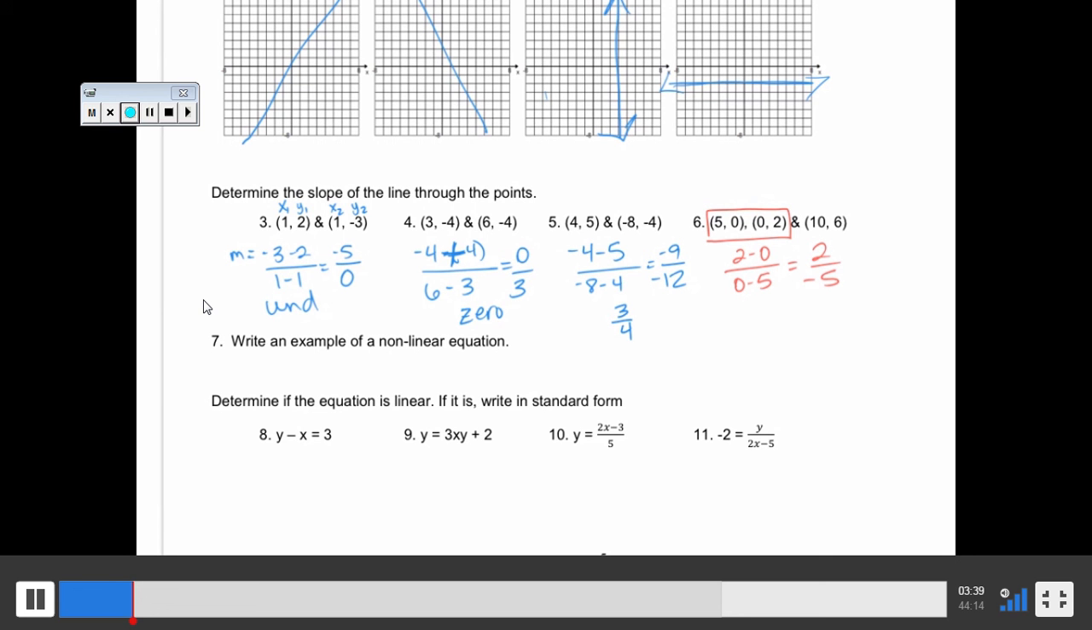For number 7, if we have a non-linear equation, there are several ways that you can tell that it is non-linear. Once you have solved for y equals mx plus b, if on the right-hand side, the opposite side of the y, you have an x in the denominator, then it is non-linear. An example could be y equals 3 over x plus 6. That would be non-linear. You can also have an exponent other than 1 on your x, and that would be non-linear.